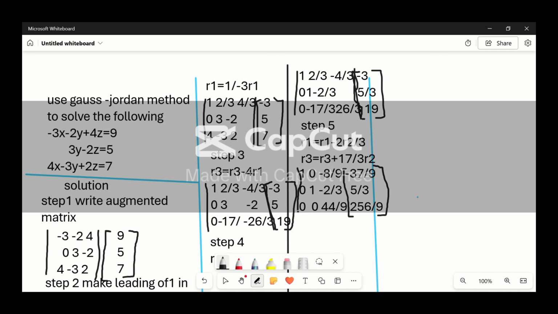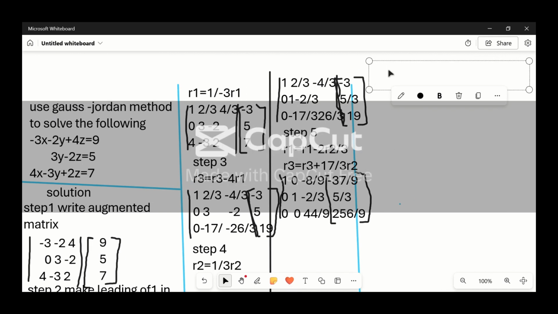After seeing this, you can make step 6 the last one. Step 6 is just to make a leading one in a row. Here it's just removing the entries, so we remove the entries. We have 0, 1 and 0. So for step 6, it is just to make the leading 1 in the third row. That's why we divide by 44 out of 9.